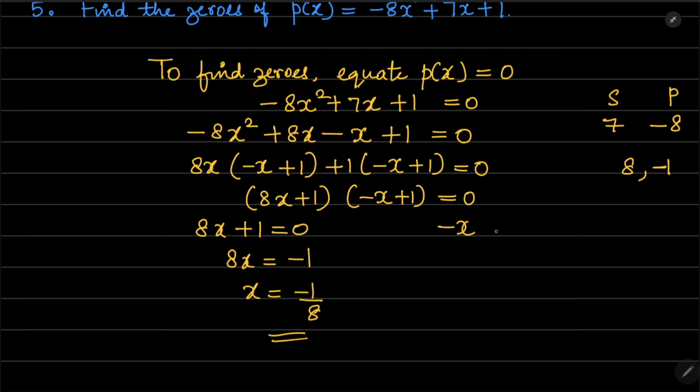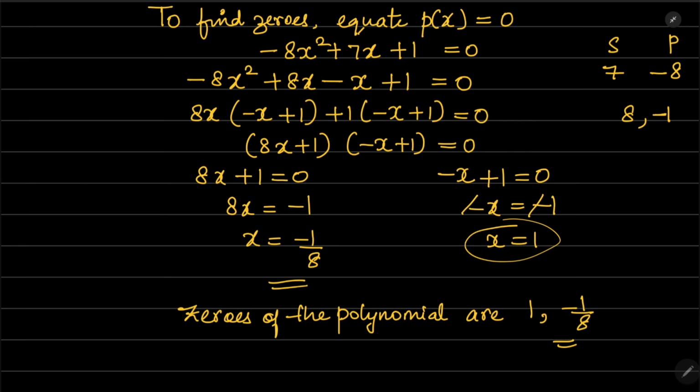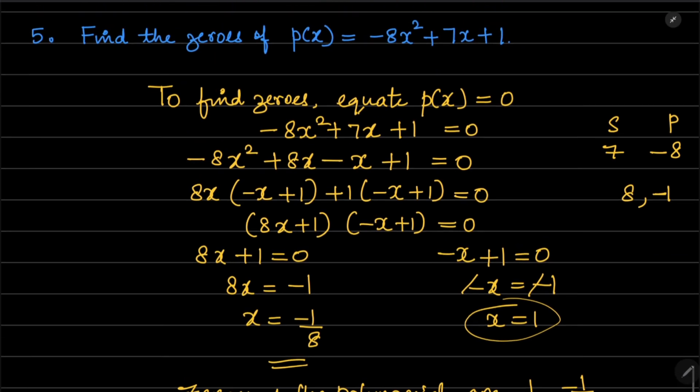The other zero is minus x plus 1 equal to 0, which means minus x equal to minus 1. Minus and minus would get cancelled. X is equal to 1. So what are the zeros of the polynomial? Therefore, the zeros of the polynomial are 1, comma minus 1 by 8. That's your final answer. Very easy. Only remember that whenever you have to find the zero, you have to equate the given polynomial to 0.